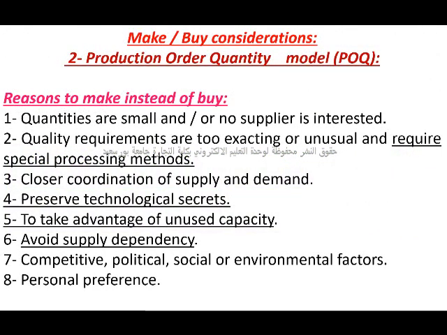Second section, production order quantity model. Before I talk about this model, I would like to talk about make or buy considerations. Reasons to make instead of buy: quantities are small, quality requires a special technique, preserve technological secrets, take advantage of unused capacity, avoid supply dependency.